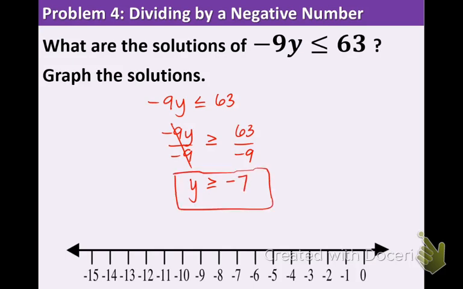Let's graph that real quick. Closed circle on the negative 7 because of that including line at the bottom right there. And we're shading towards the right because those are the numbers that are bigger than negative 7.